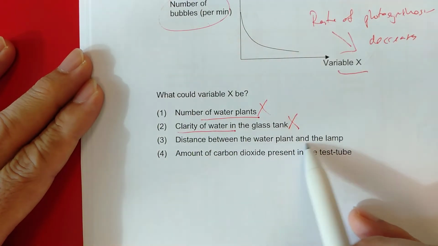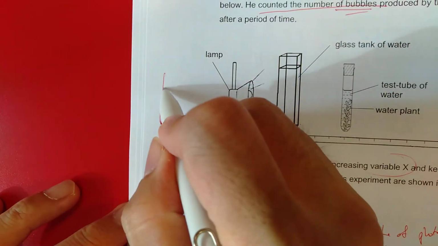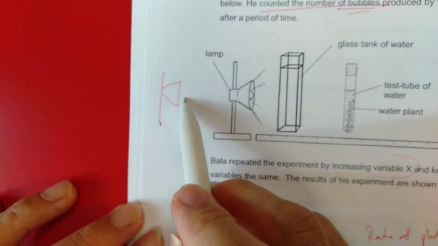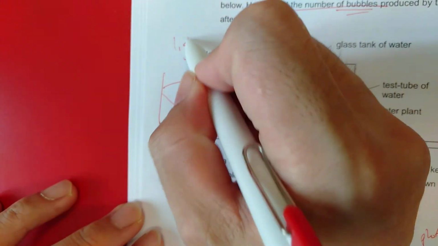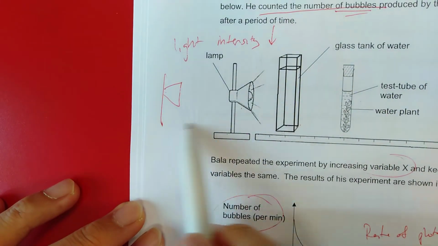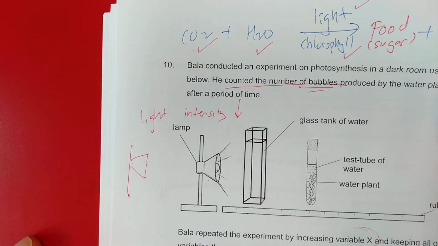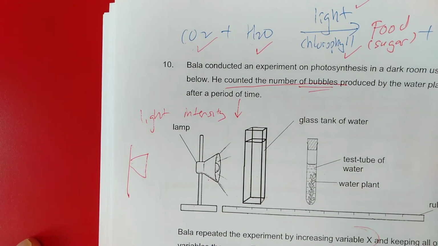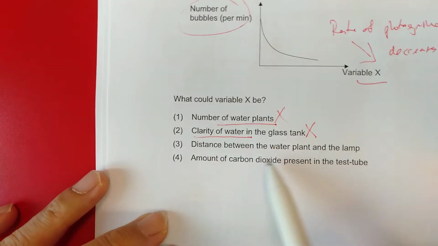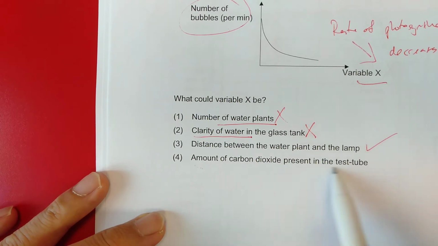Distance between the water plant and the lamp. As the distance increases, if I move the lamp backward, then the light intensity will decrease. If there's less light, then the rate of photosynthesis will decrease and there will be fewer oxygen bubbles being produced. Therefore, this is possible. Last one, amount of carbon dioxide present.